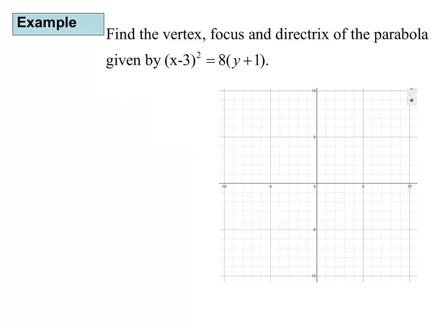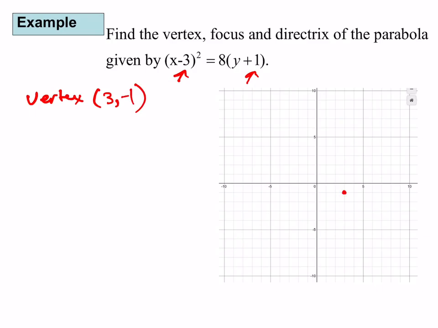Right, now the other way. Let's find the vertex, focus, and directrix of a parabola given by this equation. So we look for H and K. You all are adept at that now, I hope. So we have a vertex at (3, -1).